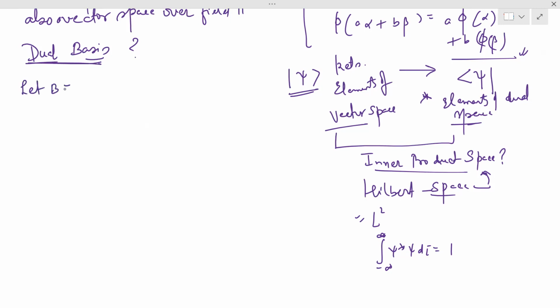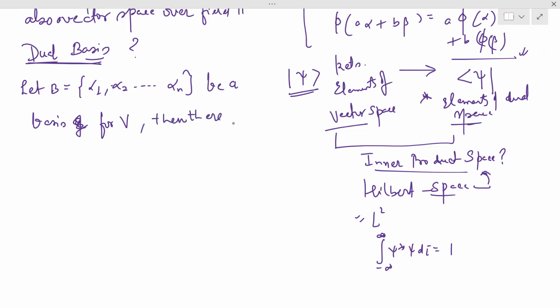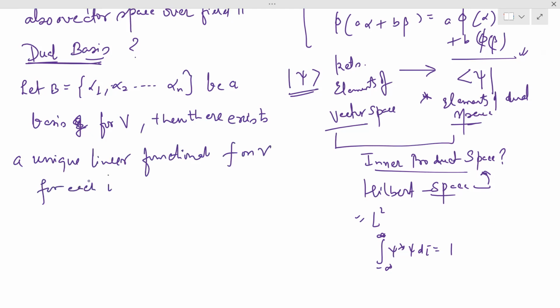Let B = {alpha 1, alpha 2, ..., alpha n} be a basis for V. Then there exists a unique linear functional phi i on V for each i, such that phi i of alpha j is equal to 1 if i is equal to j, and it is equal to 0 if i is not equal to j. If you remember, this phi i is nothing but the Kronecker delta.